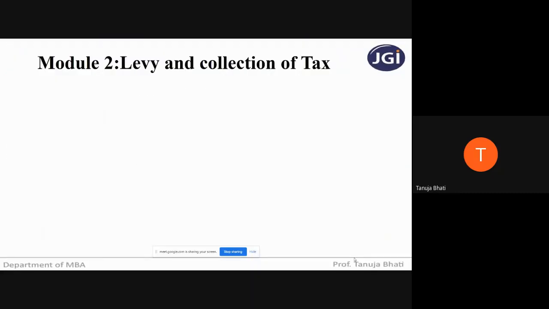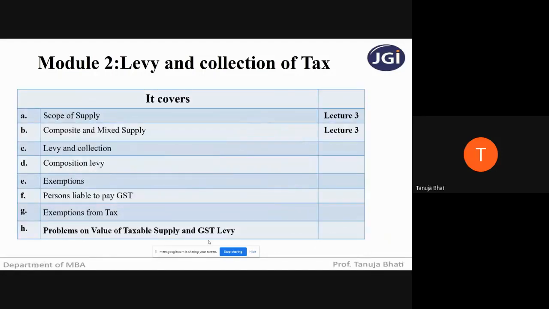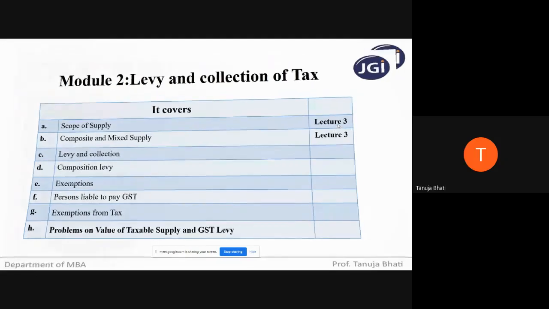So we had begun with module number 2, Levy and Collection of Tax, where we had seen the scope of supply and composite and mixed supply. We have covered this under lecture number 3. Today we will be covering Levy and Collection and Composition Levy.